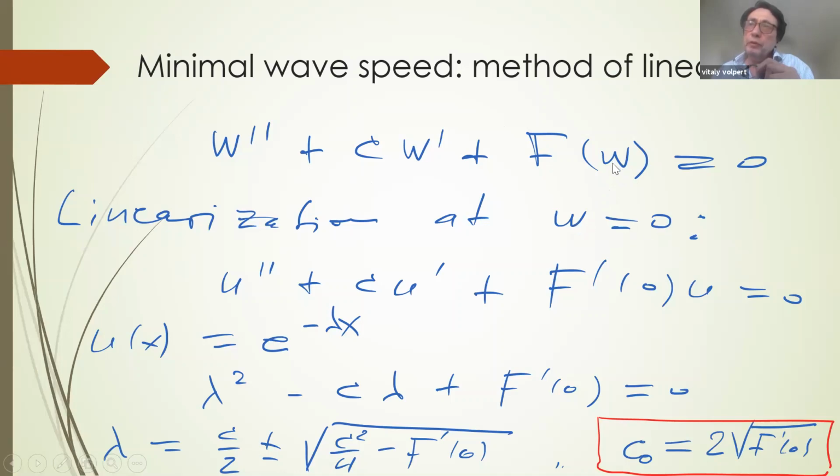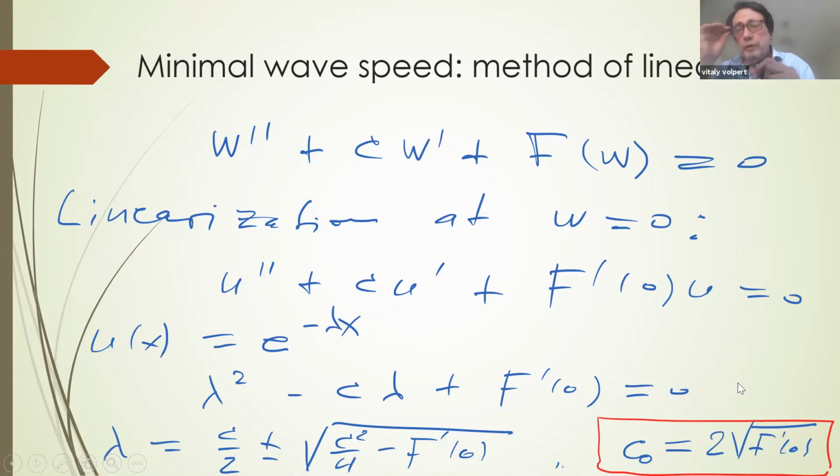And then we linearize this equation about the solution W equals 0. So we substitute W equals 0, we linearize about the solution, and we obtain this second order linear differential equation written here for u: u second derivative plus cu prime plus f prime 0 u equals 0. And since we have constant coefficients, we can look for the solution in the form of a decreasing exponential, where lambda here is a positive constant, e to the power minus lambda x. We substitute in this equation, and then we obtain a second order polynomial equation with respect to lambda, the exponent.